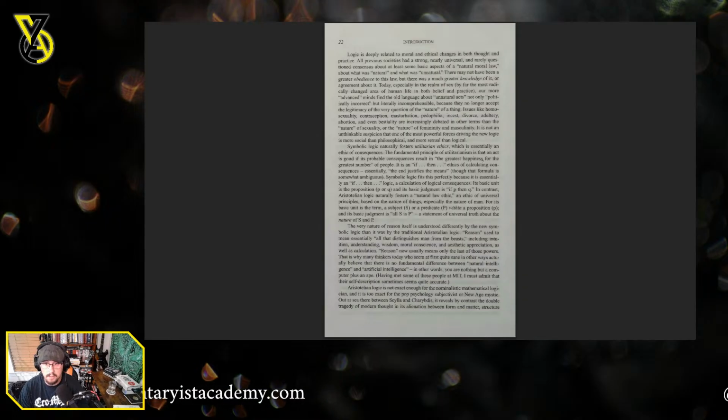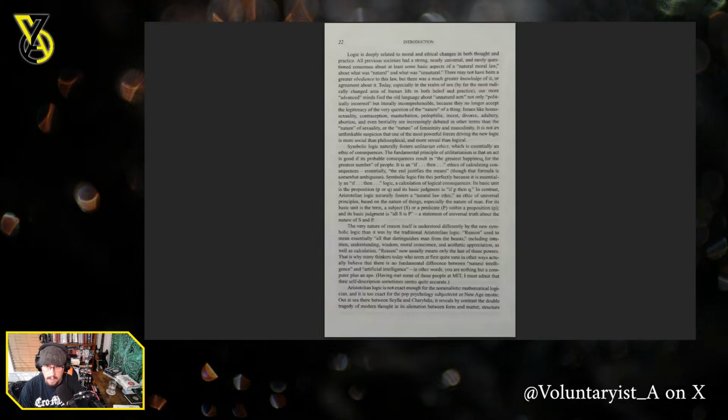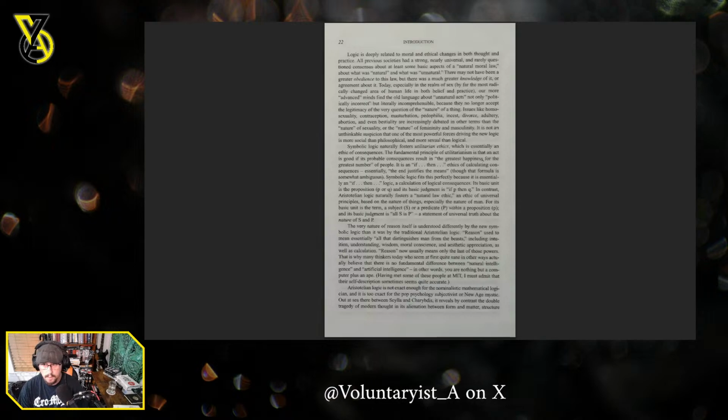or agreement about it. Today, especially in the realm of sex, by far the most radically changed area of human life in both belief and practice, our more advanced minds find the old language about unnatural acts not only politically incorrect, but literally incomprehensible, because they no longer accept the legitimacy of the very question of the nature of a thing.